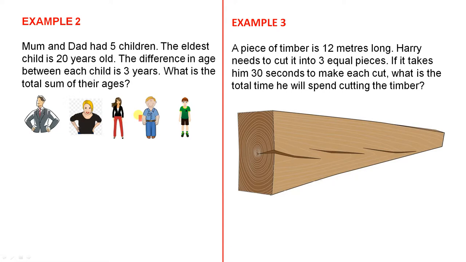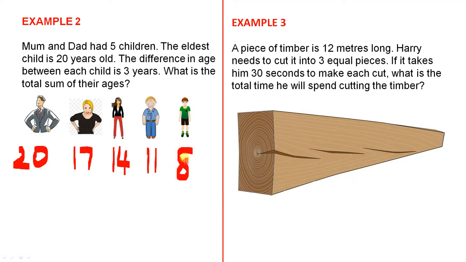So I've drawn 5 nice pictures here representing the children. So we can see, let's pretend this one's the eldest, 20. The next one's 3 years younger, so that's 17. The next one is 3 years younger again, so that's 14. The next one is 3 years younger again, so that has to be 11. And the last one is 3 years younger again, and that child is 8. So let's check. There's a difference of 3, a difference of 3, a difference of 3, and a difference of 3. And it says what is the sum, the total sum of their ages.